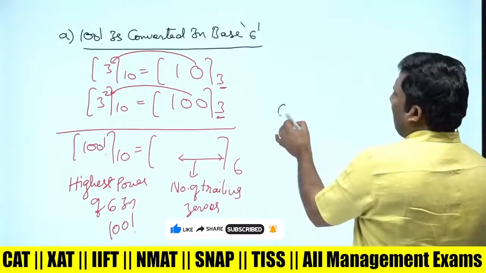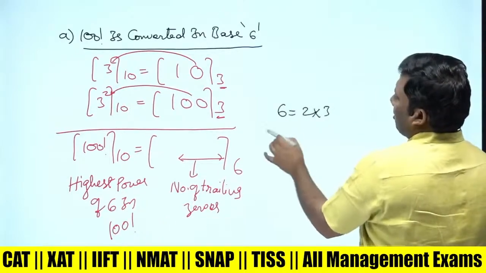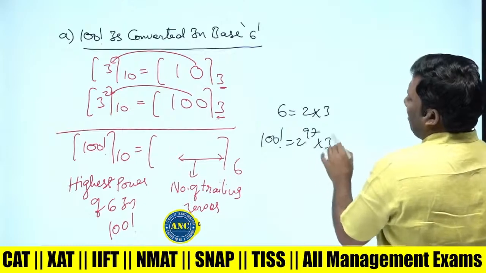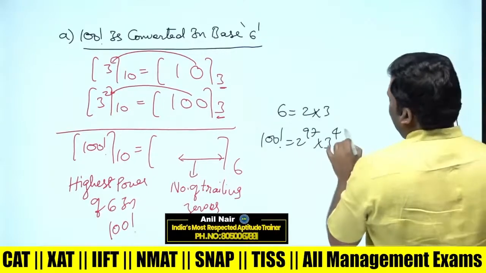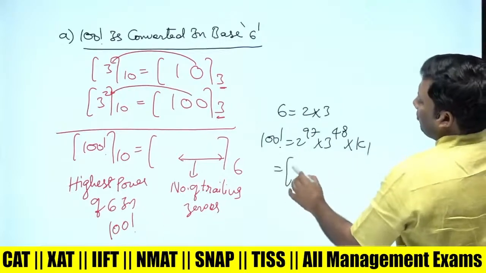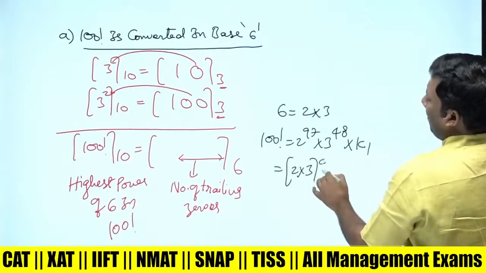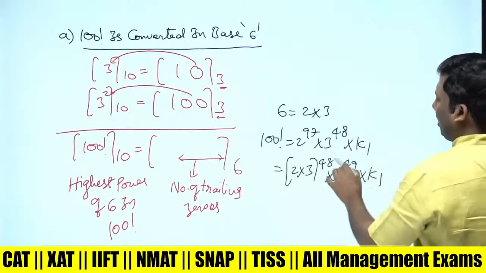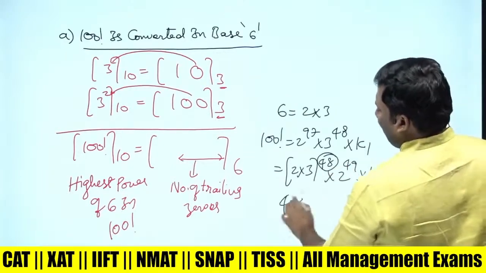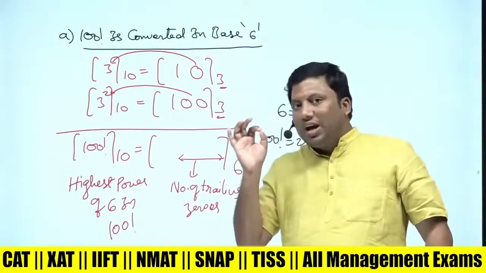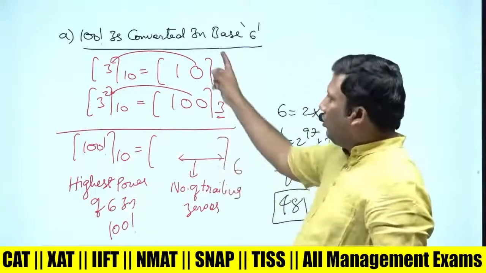6 can be written as 2 into 3. 100 factorial is 2 power 97 into 3 power 48 into K1. So this will be 2 into 3 power 48 into 2 power 49 into K1. Answer will be 48. Very, very good question. He is just confusing you by giving you this question.